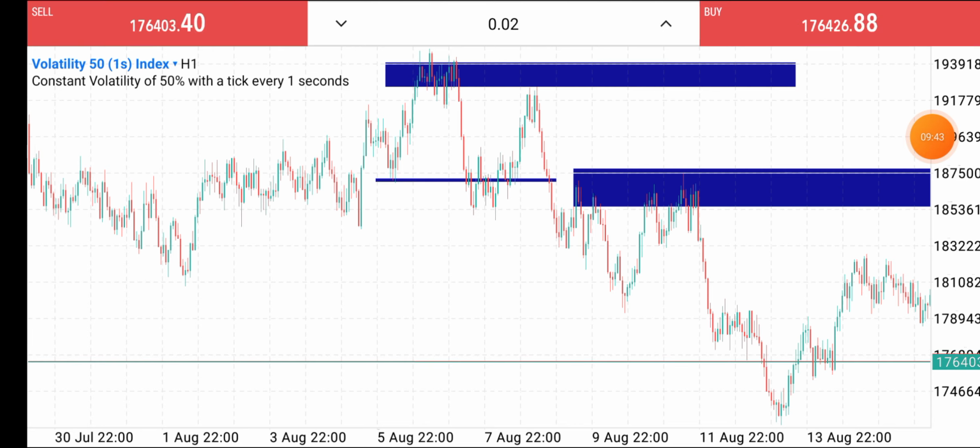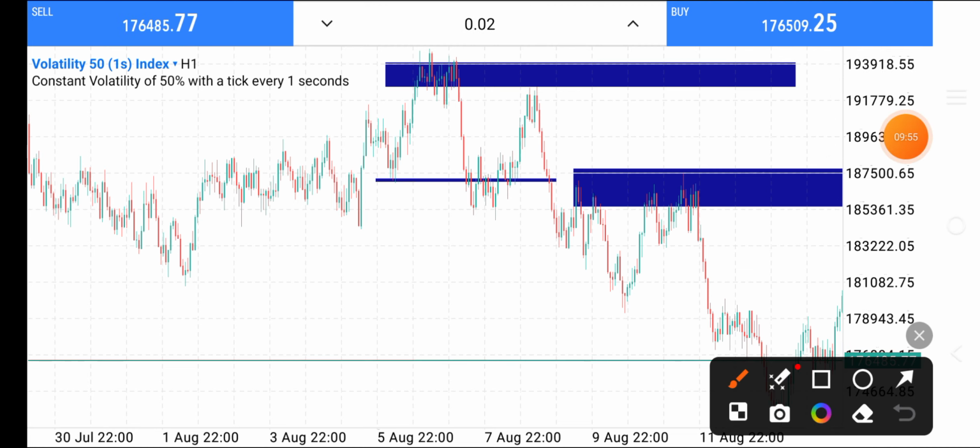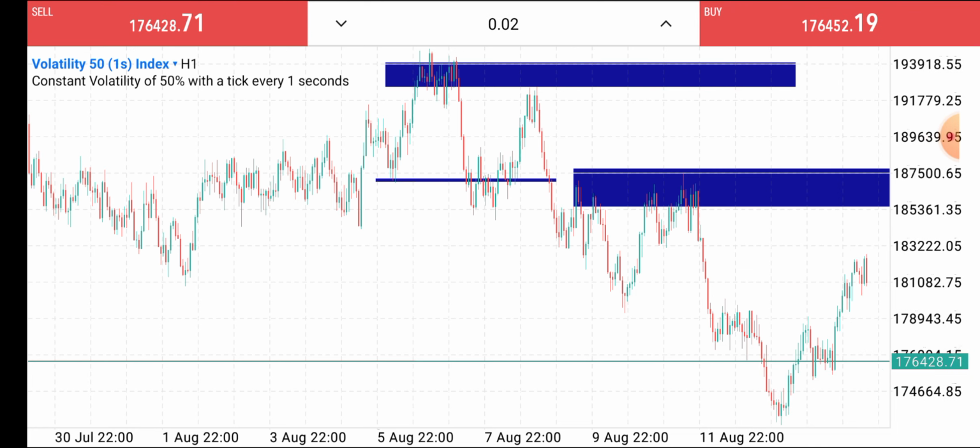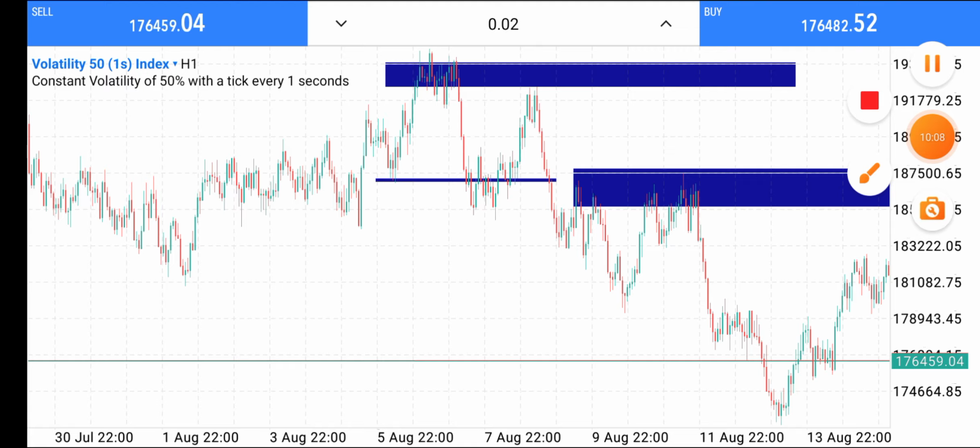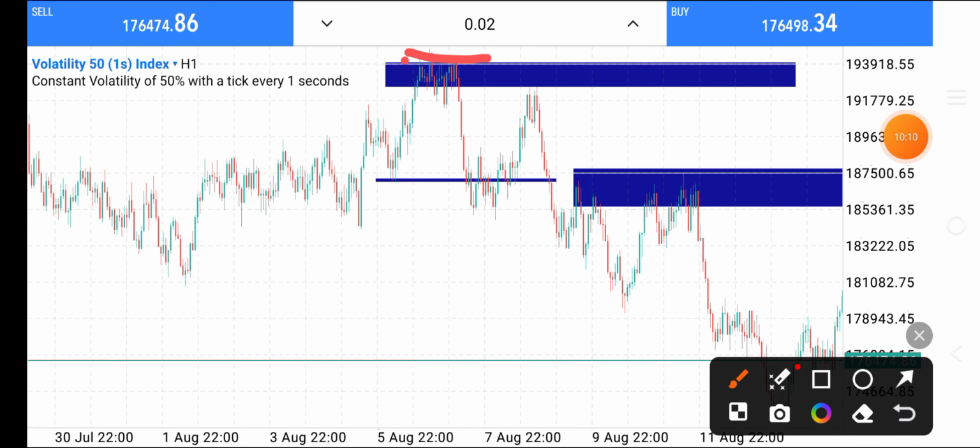So remember this explanation I gave you earlier in this particular stock pair, Volatility 50, where I told you I spotted my first order block. Remember I said what gave this sell movement, that is what is called an order block. So I spotted that order block. After spotting this order block, I now came and looked for my change of character.